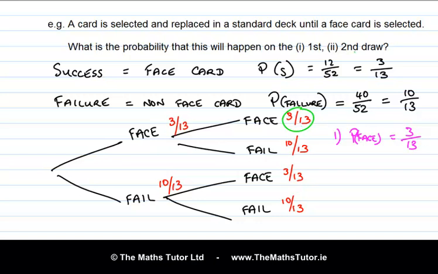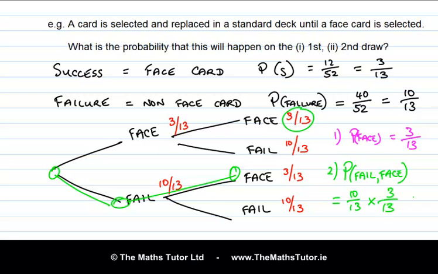But in this scenario, we're saying that a card is selected and replaced until a face card is selected. So in this experiment, for a face card to be drawn in the second trial specifically, two things must happen. We must have failure in the first trial, and then a face card. So we're not really asking what is the probability of getting a face card in a single draw. We're actually asking what is the probability of this path being followed. First failure, and then success. So the probability is 10 over 13 multiplied by 3 over 13, which is 30 over 169.